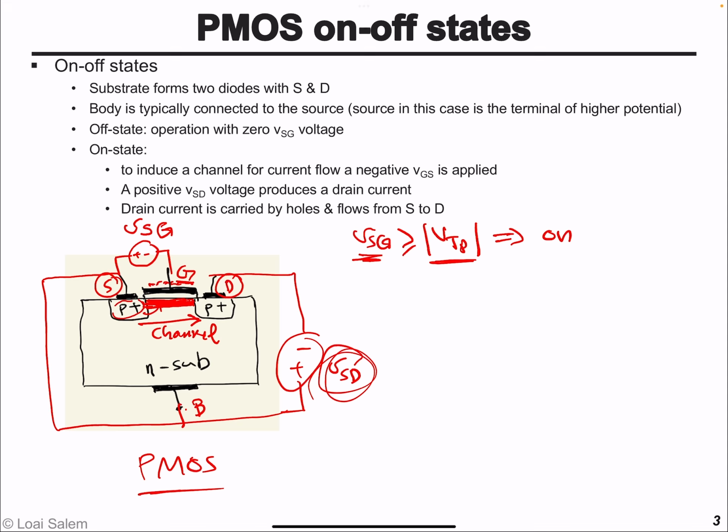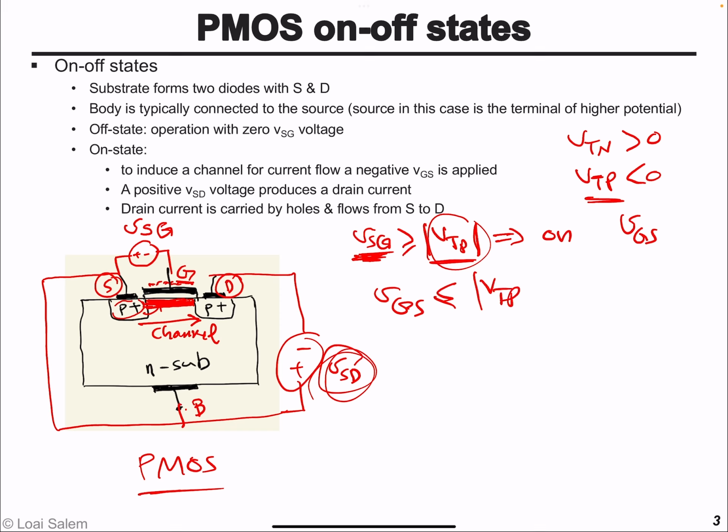By the way, why did I put the absolute value? Because while the NMOS transistor threshold voltage is larger than 0, the threshold voltage for the PMOS in data sheets and other documents is less than 0. And the reason is the threshold voltage is referred to VGS. So basically, if I just multiply both sides by negative, then VGS should be less than or equal to VTP, which is negative, in order for the transistor to turn on.